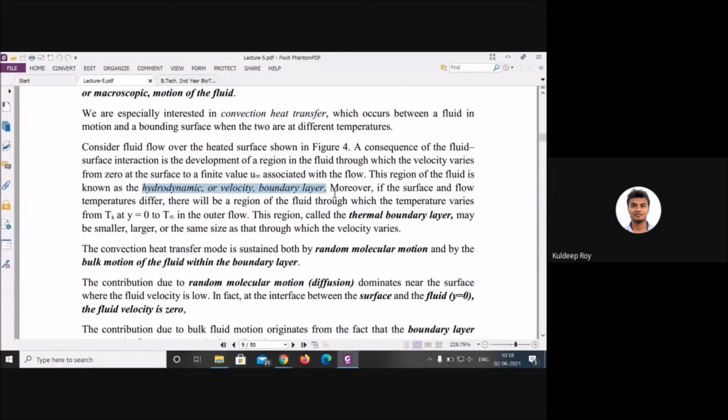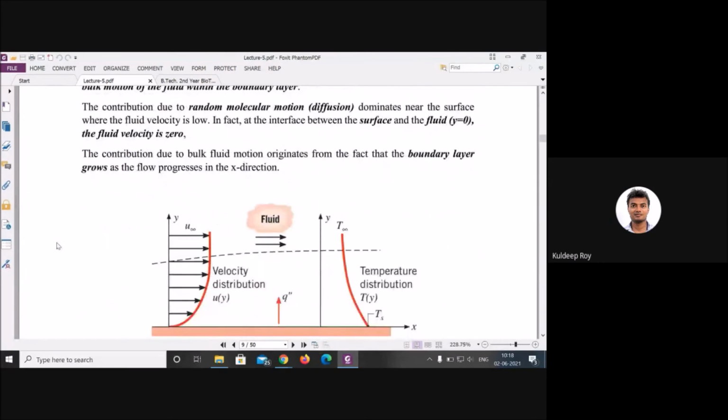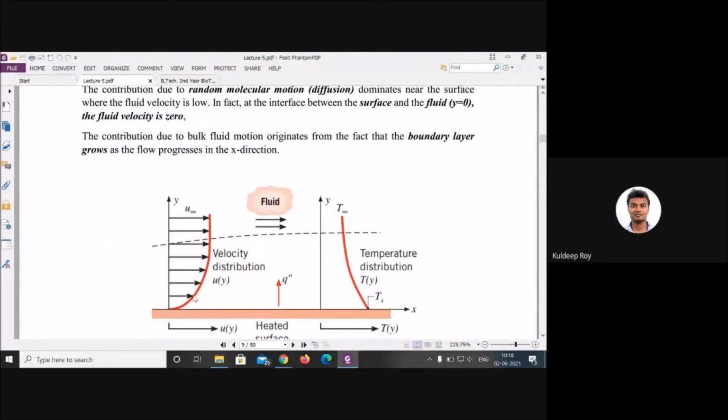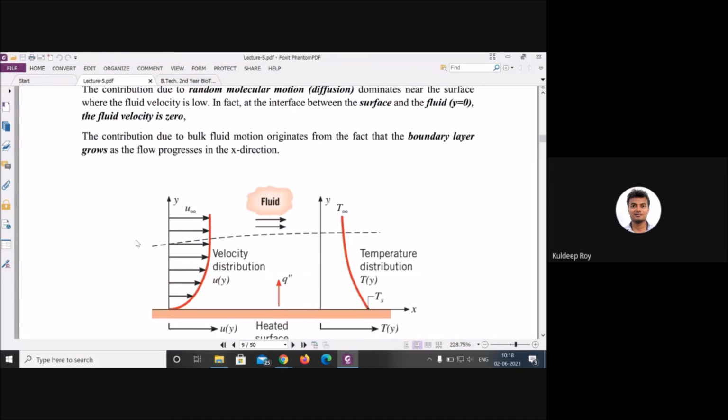Here the velocity boundary layer, I think I have drawn, and the thermal boundary layer, same thing. Okay, the convection heat transfer mode is sustained both by random molecular motion and by bulk motion of the liquid within the boundary layer. Okay, now you see here the velocity distribution, temperature distribution. I think each and everything will be clear to you.